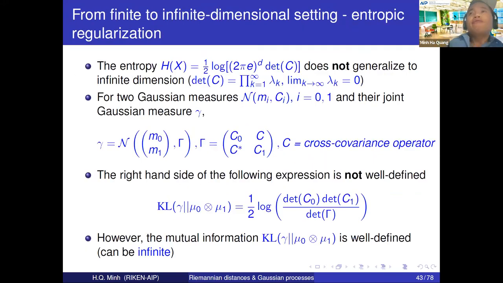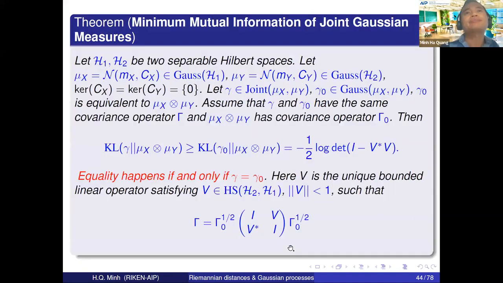Now let's move to the infinite dimensional setting. We encounter something here: we talked about the determinant, the log determinant, before. This quantity is no longer well defined, because we have an infinite determinant and all the eigenvalues are going to zero. So if we have a joint Gaussian measure gamma with the same form as before, the KL divergence of gamma with mu zero times mu one, given by this formula, is no longer well defined in the infinite dimensional setting because of the infinite determinant. But the mutual information, the KL divergence between gamma and mu zero times mu one, is always well defined. It can be infinite, but it's always well defined. It's finite if gamma is absolutely continuous with respect to mu zero times mu one; otherwise, it's infinite.